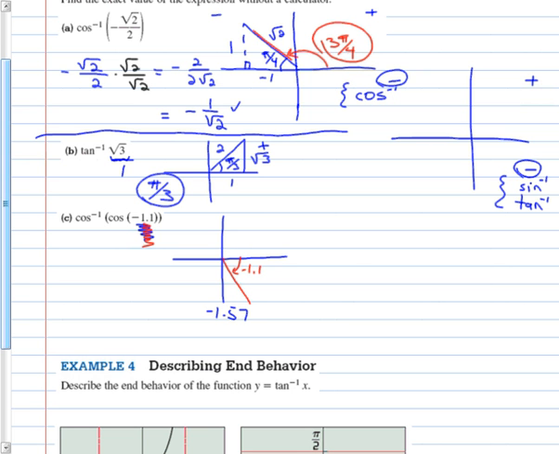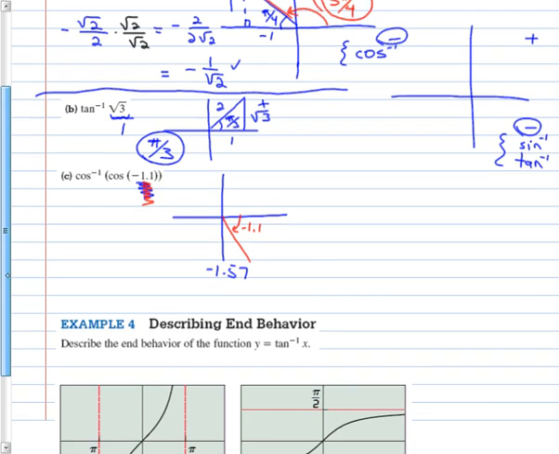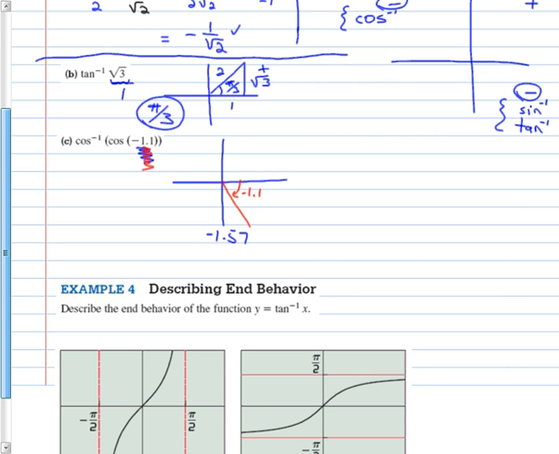In quadrant 2. So I need to take that same related angle, 1.1 radians, and draw it in quadrant 2. Same related angle, but draw it in quadrant 2. That's 1.1. So same size angle, but drawn in quadrant 2. My answer is going to be, what is the true angle that starts here and ends there?